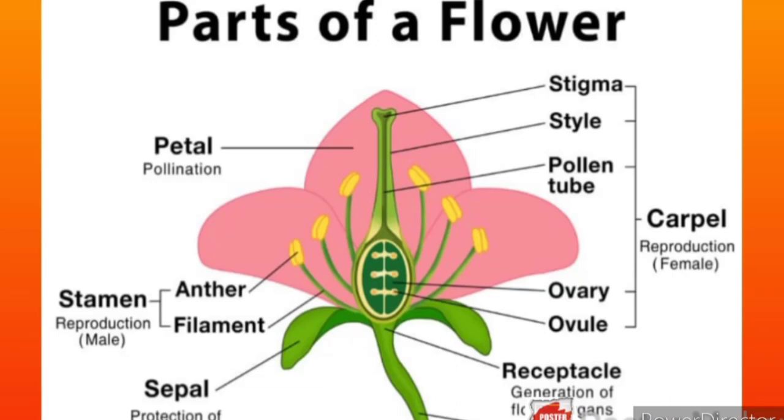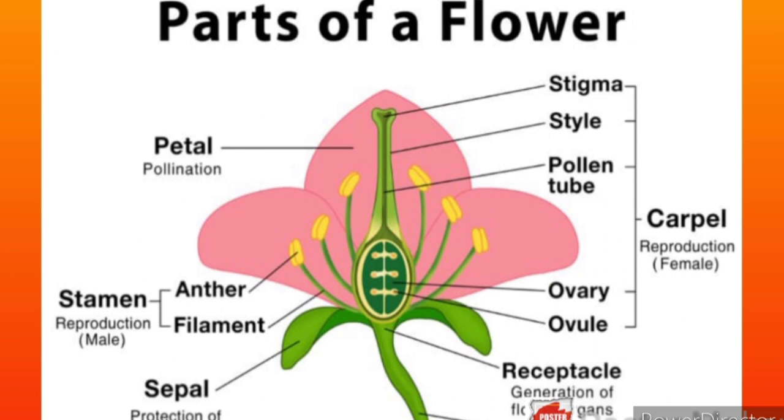Next we will have the parts of a flower. The two parts of a flower are the stamen and the pistil. The stamen is the pollen-producing reproductive organ of the flower, and the pistil is the ovule-producing part of a flower.